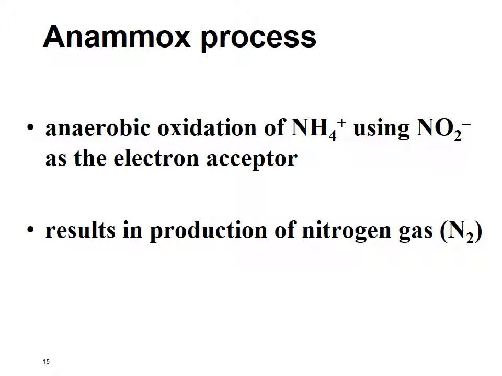Finally, we looked at the anammox process, which involves the anaerobic oxidation of ammonium using nitrite as the electron acceptor. And this results in the production of nitrogen gas.